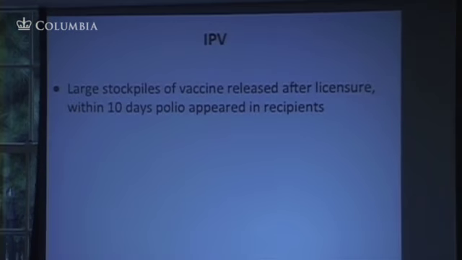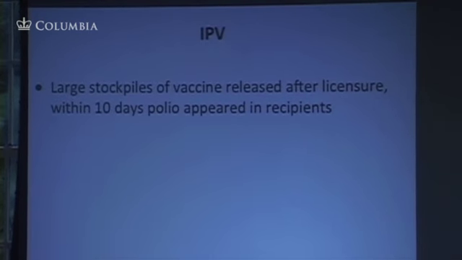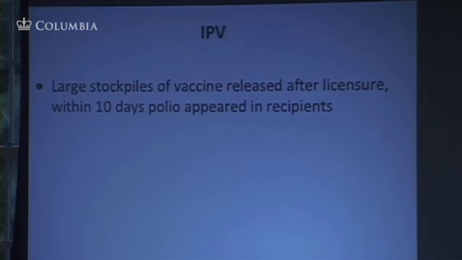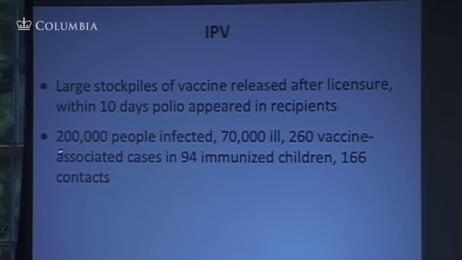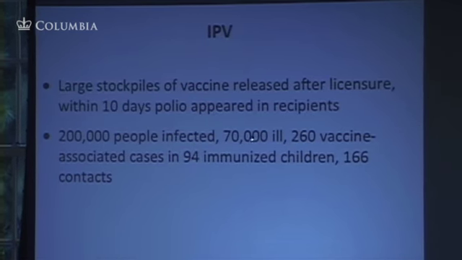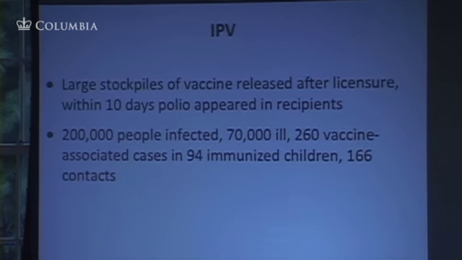However, this is an interesting coda here that shortly after this vaccine was released, within 10 days, kids who got it started to develop paralysis. All right? And that was eventually linked back to the vaccine itself. Eventually, it was determined that 200,000 people were infected by this vaccine. 70,000 became ill. There were 260 vaccine-associated cases in 94 immunized kids and 166 contacts of them, and a number of deaths as well.